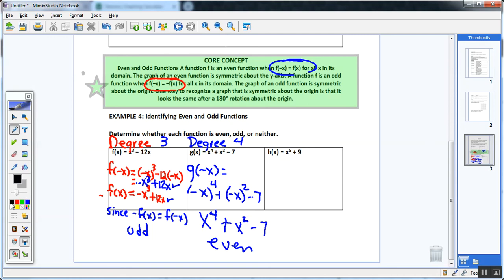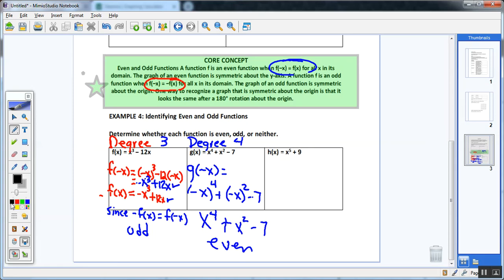Now let's check this last one. x to the 5th plus 9. First of all, what degree is this? It's the 5th power. We better check to see if it's odd or even, kids. What would I check? Odd or even? What degree is it? Degree 5. So we better check to see if it's what kind of a function.